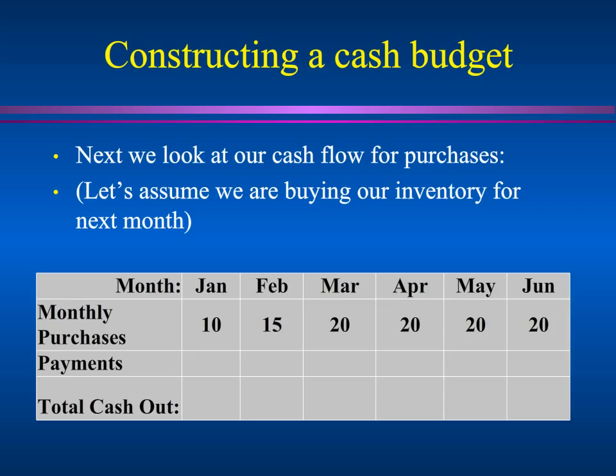Now, on the flip side of that, of course, is our payables, and we need to get things in the door so we can sell them, make them, do whatever. I've broken our purchases up just like on this slide, January to June, and our monthly purchases are 10, 15, 20, 20, 20, 20. So we're buying for next month. I'm buying in January for next month.